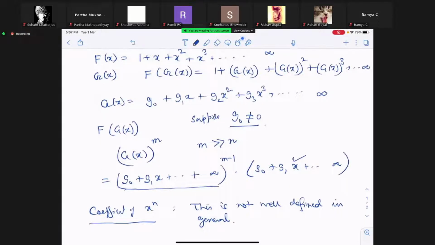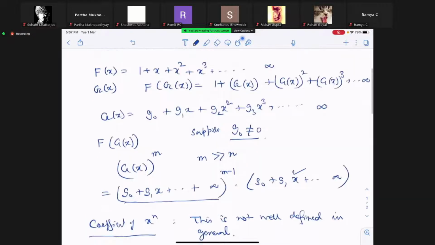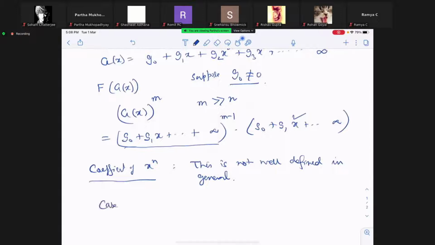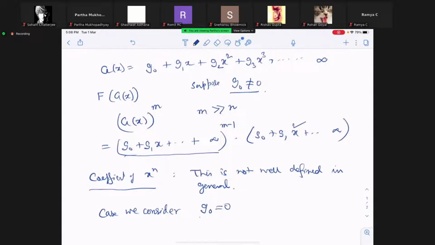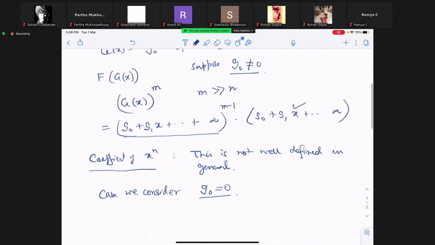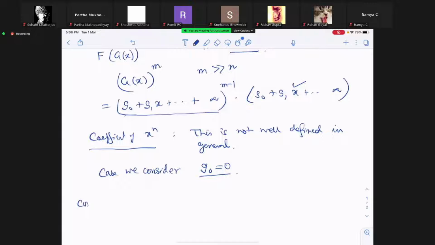For that, when people study generating function composition, they usually take the case so that we don't land in this kind of fallacious situation. The case we consider is simply z0 equal to zero. So we compose things when the function that goes inside G has no constant term, simply because of this technical reason. There is no other big theory about it. With this in mind, we can straightaway define the composition.